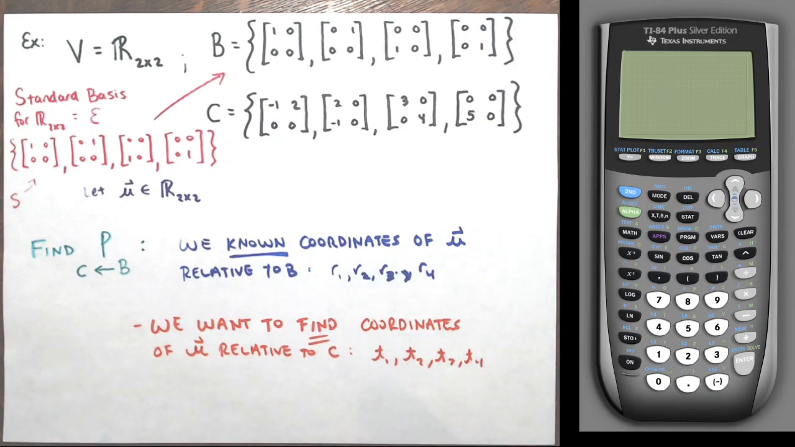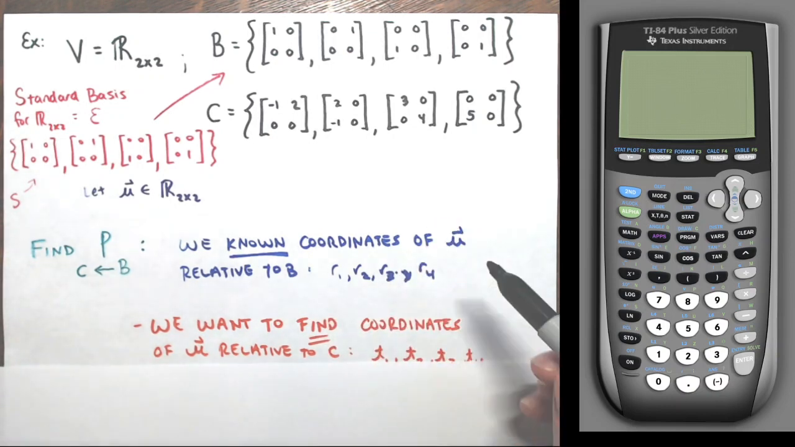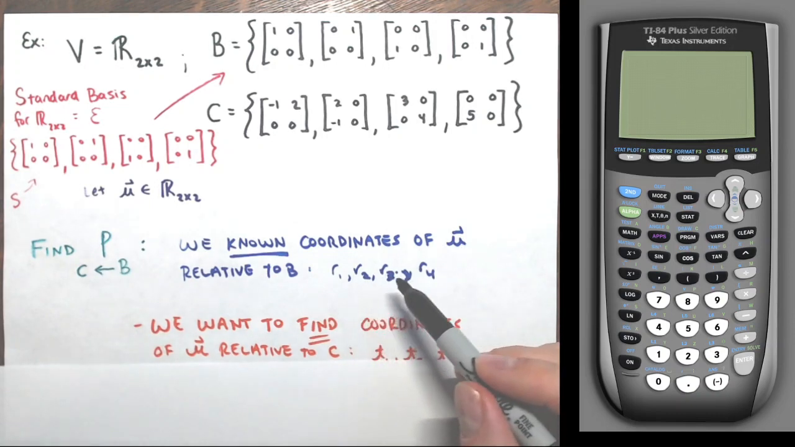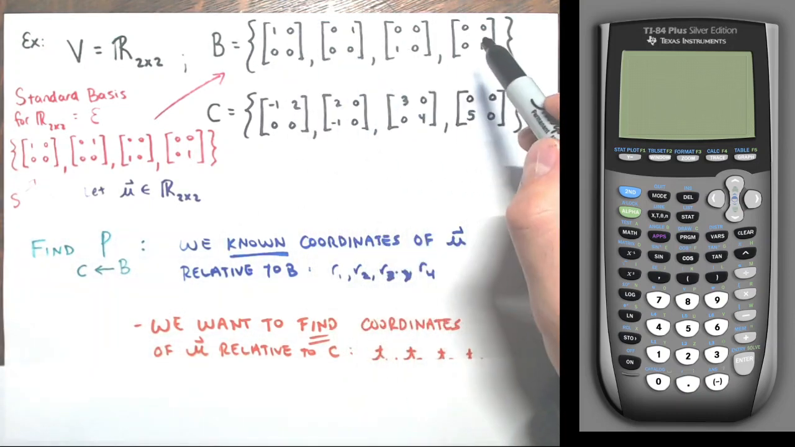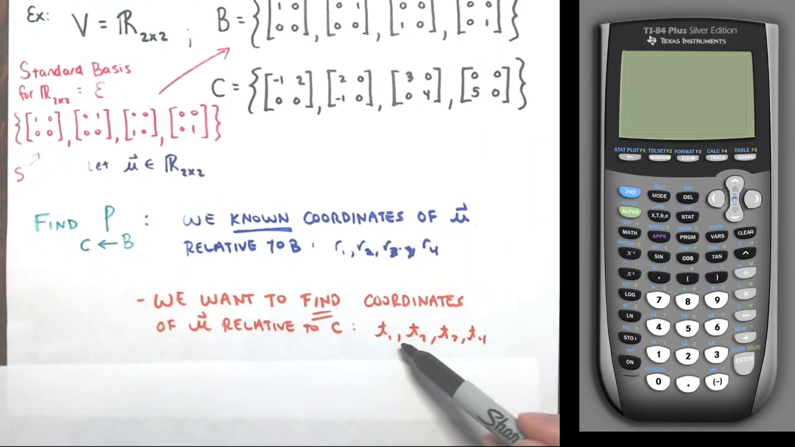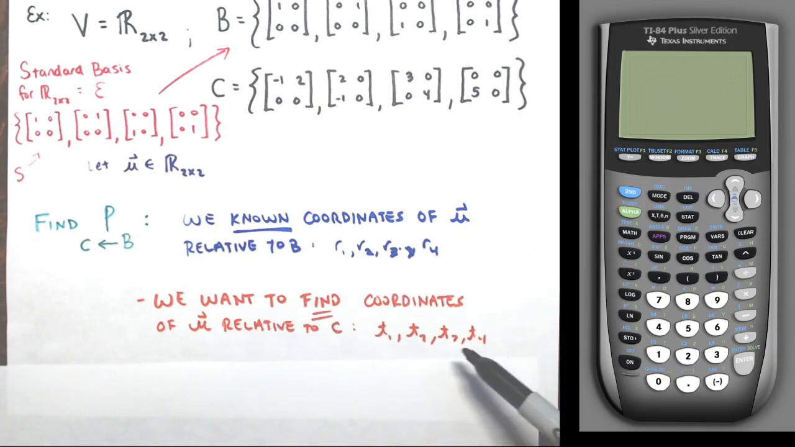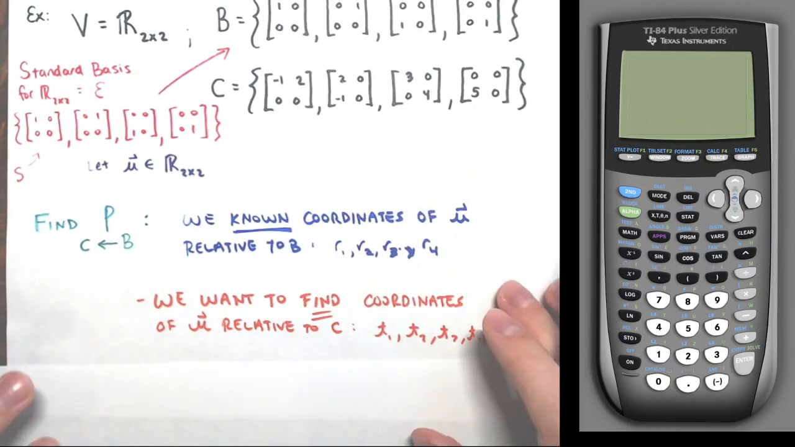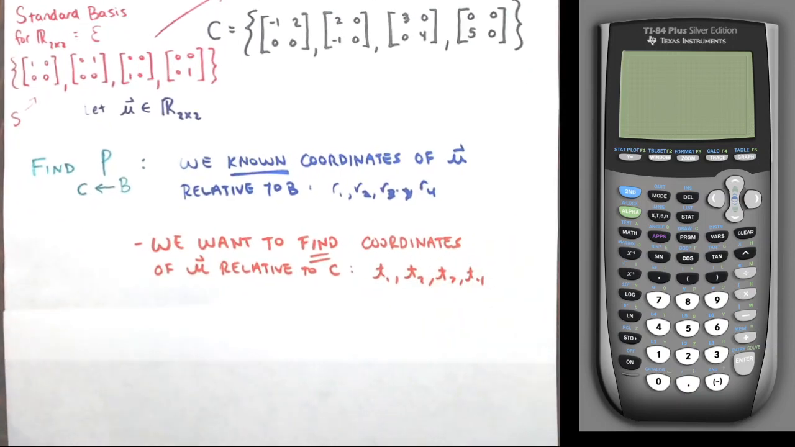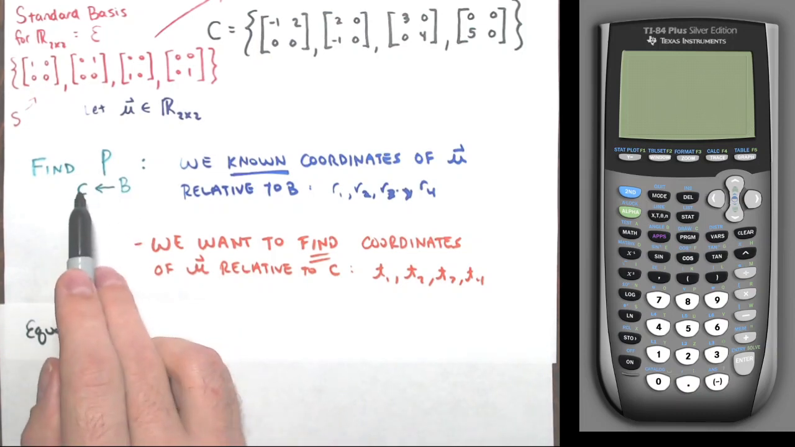That means that if these are the coordinates of U relative to B, U can be written as these scalars times the standard basis vectors. And if these are the coordinates with respect to C, U can be written as these scalars times the vectors from C. And since they both represent U, they should be equal. So I get an equation out of this. Now again, I'm going B to C, so I'm going to put the stuff with C on the left.